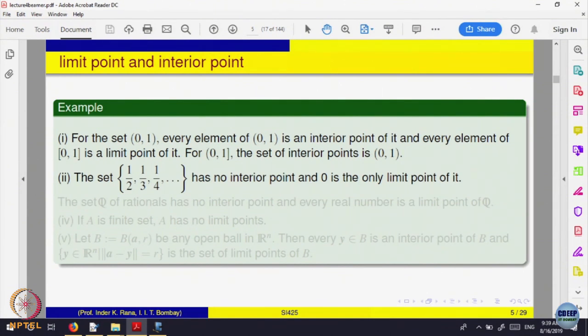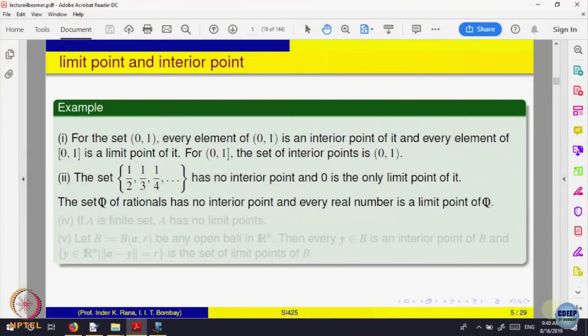Look at the set, for example, 1 by 2, 1 by 3, 1 by 4, and so on. What do you think is a limit point of this? 0 is a limit point, because if I take any ball centered at 0, 0 does not belong to A. If I take an open ball centered at 0, any ball, because the sequence 1 over n is going to converge to 0, after some stage all the points will be inside that ball. So, whatever the radius of that ball may be, that is going to intersect A minus the center, of course. So, that is a limit point. Can you say what are the interior points of this set? An interior point has to be a point of the set, first of all. So, can 1 by 2 be an interior point?